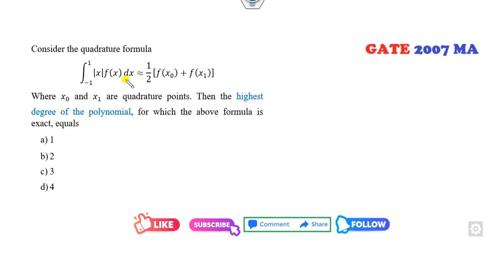Look at this one. What is that? It's a quadrature formula, but again you can see the highest degree of polynomial. This is the trapezoidal rule. So what is the trapezoidal rule? n is 1, so that's a single one. There is no need to think about the polynomial.